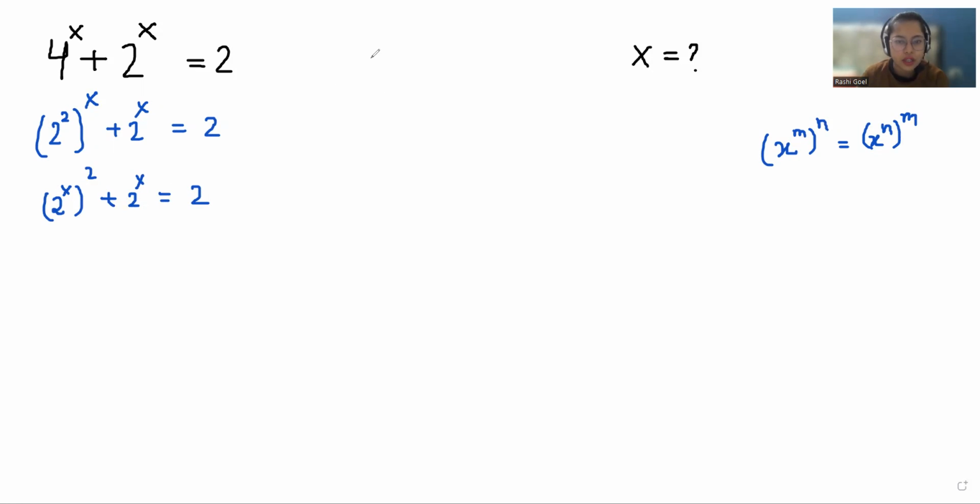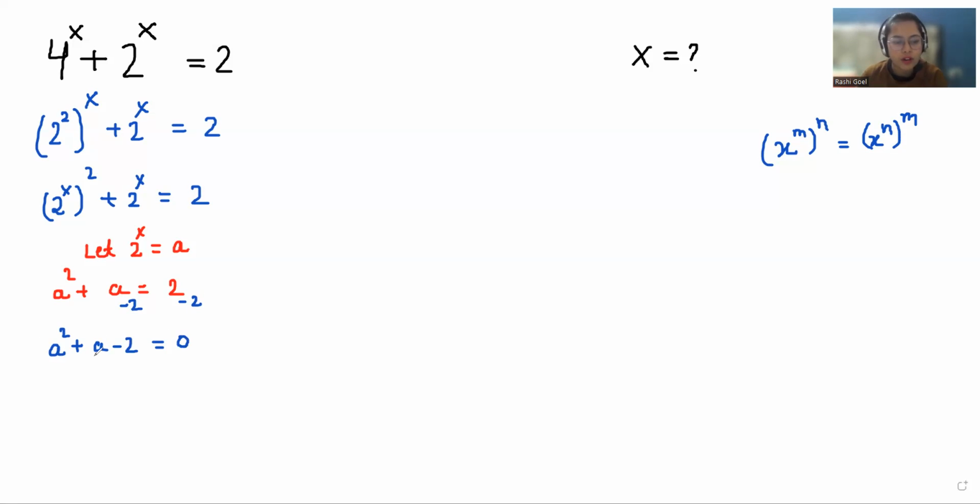Now we're going to take a substitution. So let 2 power x be equal to a. So it becomes a square plus a is equal to 2. Now I'm going to subtract 2 from both sides. So a square plus a minus 2 is equal to 0.